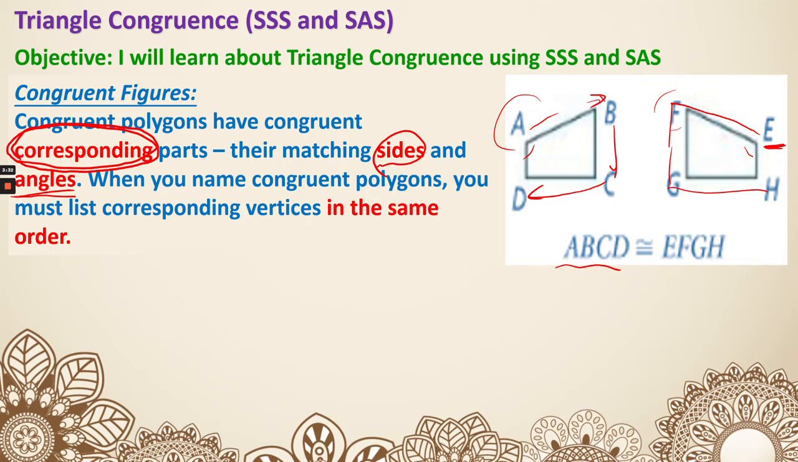So when we actually name it, position in the statement is very important. First position, A is with E. The second position, B is with F. The third position, C is with G. And then lastly, D is with H. So that's how everything is corresponding. We just put them in the same position in the name for both figures.